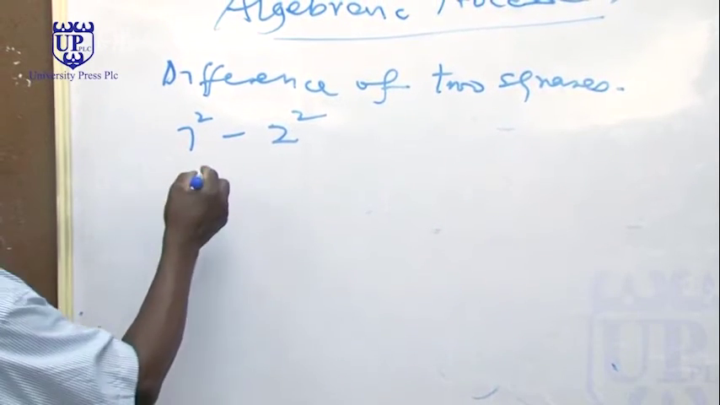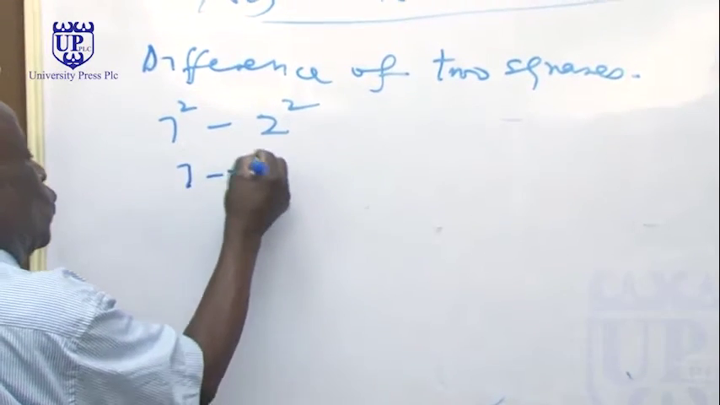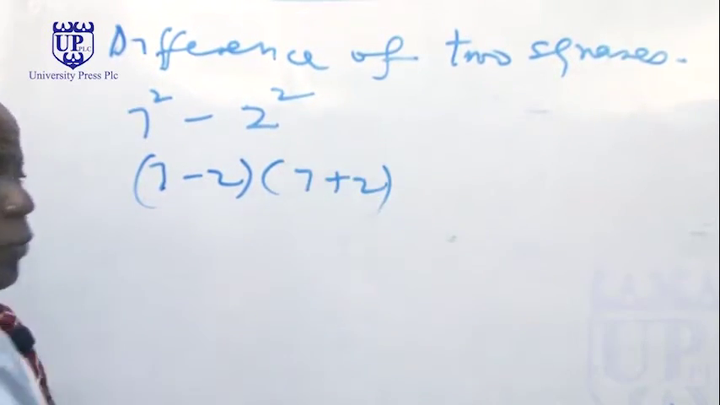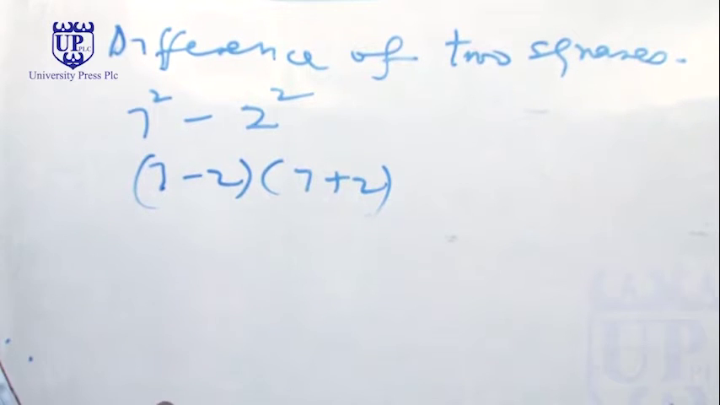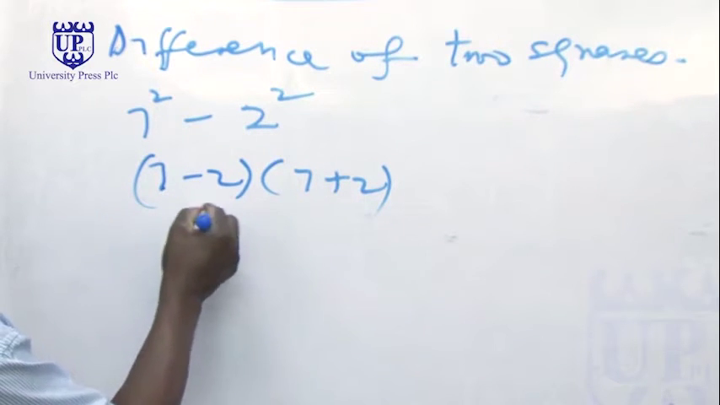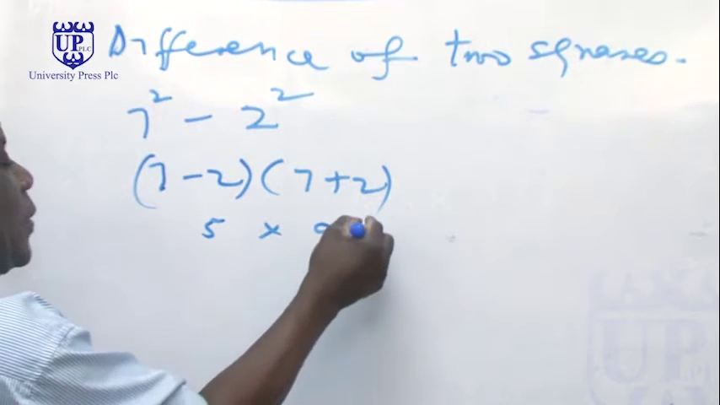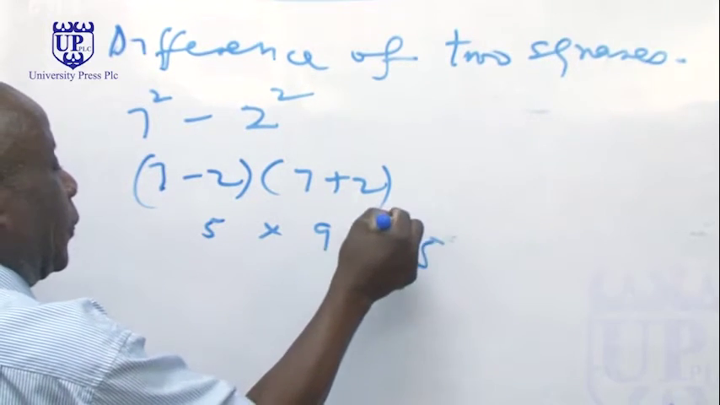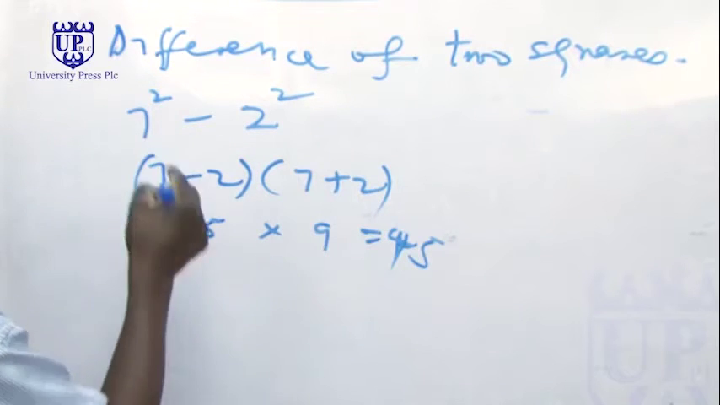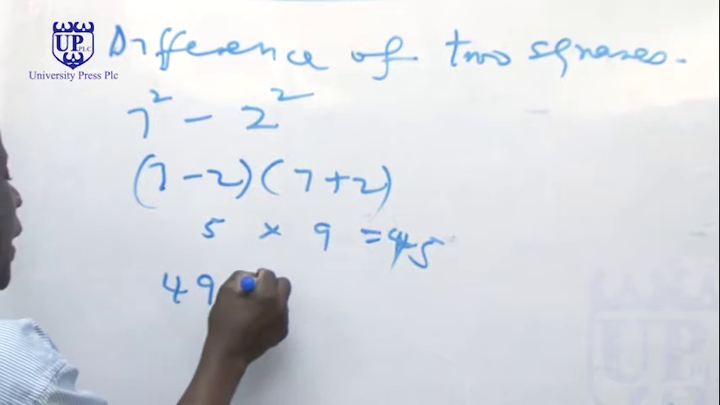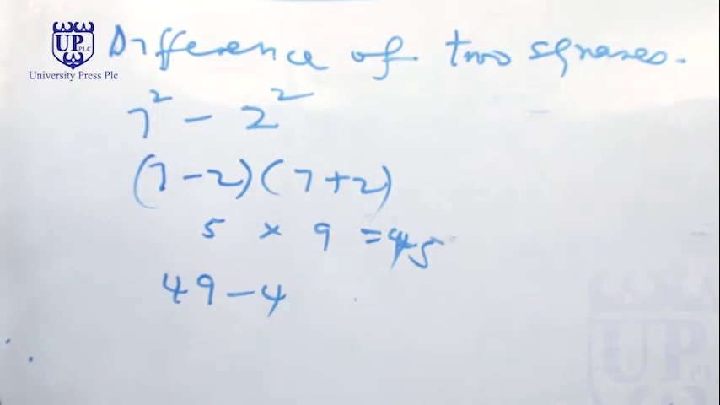Like this is the same thing as 7 minus 2 into 7 plus 2. We say, how? 7 minus 2 is 5, 7 plus 2 is 9. What is 5 times 9? It equals 45. This one, 7 squared is 49, 2 squared is 4. 49 minus 4 is still 45.